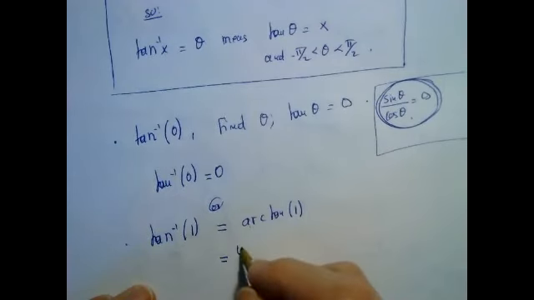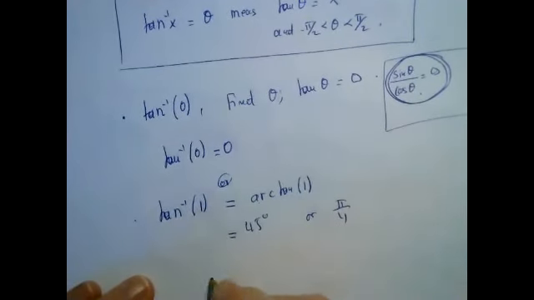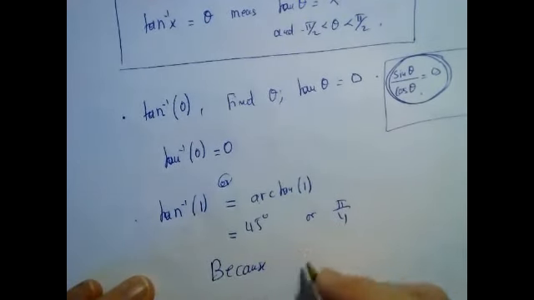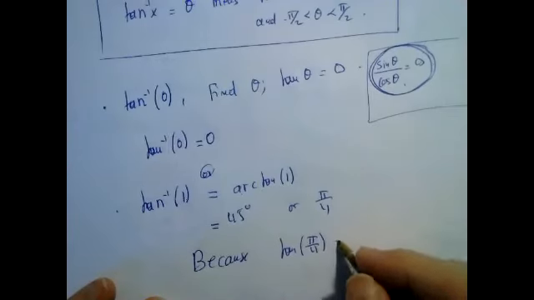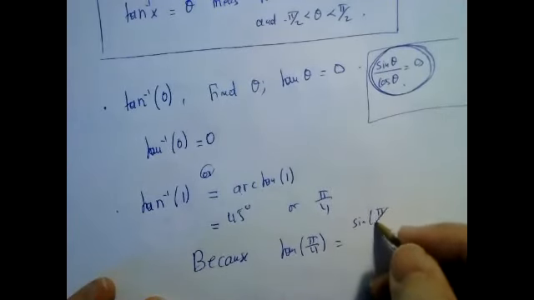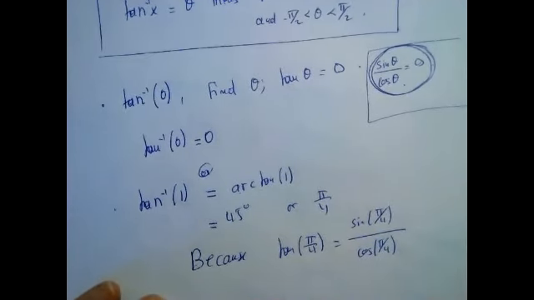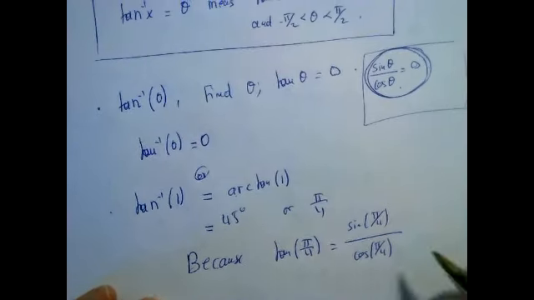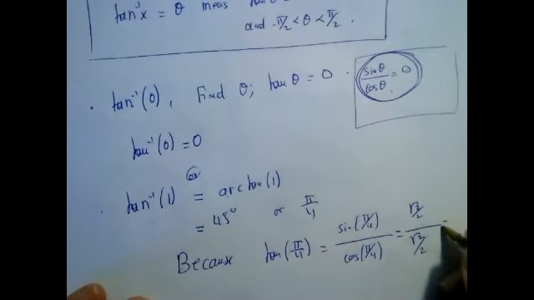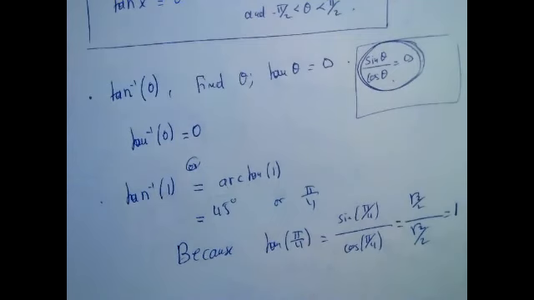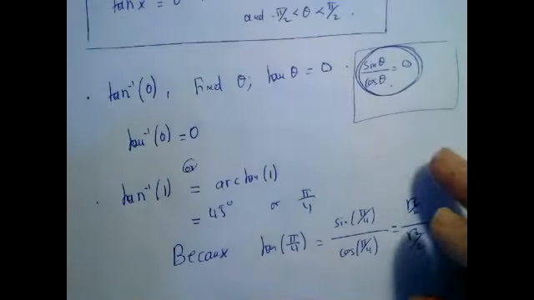Exactly, that's 45 degrees or pi over 4. Why is it the case? Because what's the tangent of pi over 4? So there is a reason for those. It's the sine of pi over 4 over the cosine. But we know that the sine and the cosine of pi over 4 are equal. So both of them are the square root of 2 over 2, which is equal to 1. Okay, so tangent inverse of 1 or the arc tangent of 1 is equal to 45 because of that.